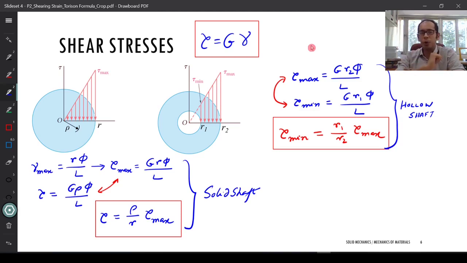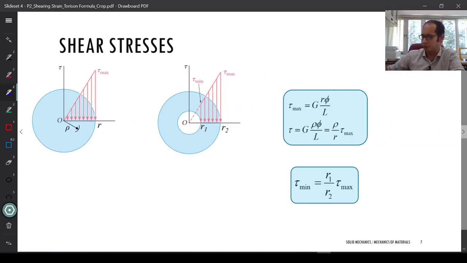Now, it is extremely important to visualize what is actually going on in this entire member, right? So I have a summary for this particular slide as well. This is the summary of what we just wrote, that tau equals rho by r tau max, and tau minimum equals r1 by r2 tau max. These are the expressions which we just saw on the previous page, and I highly encourage you that while going through this lecture you write out these expressions as well, so it gets ingrained in your memory, right?